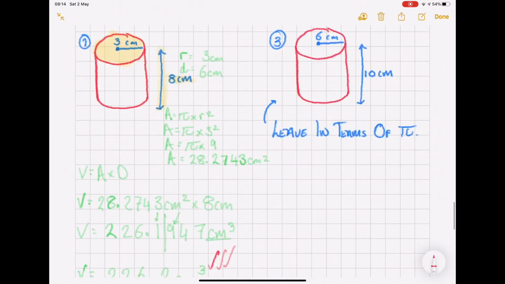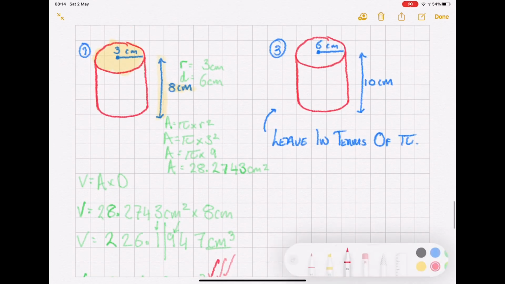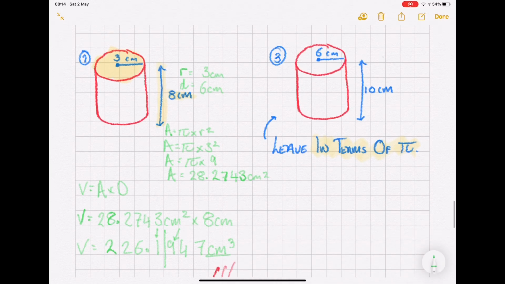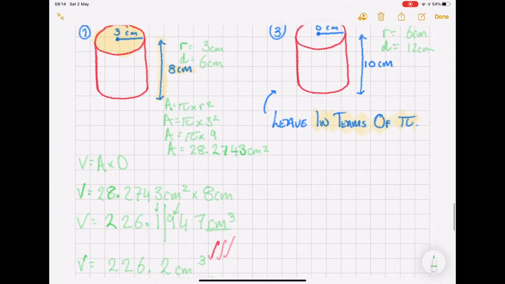Okay, let's have a look at this third question. So this one's asking us to leave it in terms of pi. Okay, that makes our life a little bit easier. Let's start off exactly the same way. Radius, diameter. Radius is 6 centimetres. Diameter is 12 centimetres. Let's find the area. Area equals pi times by r squared. Area equals pi times by 6 squared. We're substituting in. Area equals pi times by 36. And because we're leaving this in terms of pi, we can just say that the area is equal to 36 pi, like that.